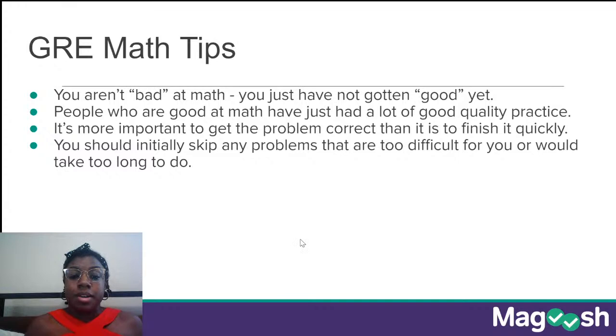In order to pace yourself through the test, you should initially skip any problems that are too difficult for you or would take long to do, marking them for later review. Finally, the GRE quantitative reasoning sections are adaptive, so the difficulty of the second set of questions depends on how you did on the first set.